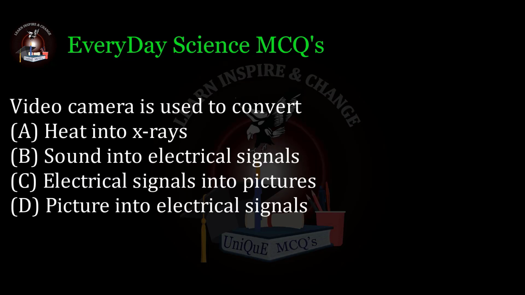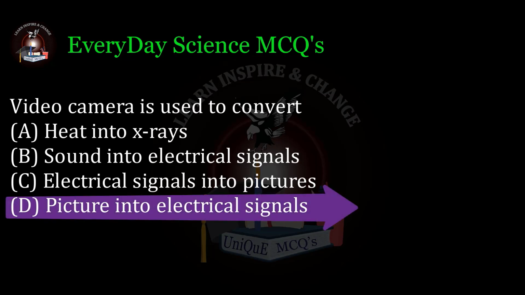Video camera is used to convert A. Heat into X-rays, B. Sound into electrical signals, C. Electrical signals into pictures, D. Picture into electrical signals. Correct answer D.